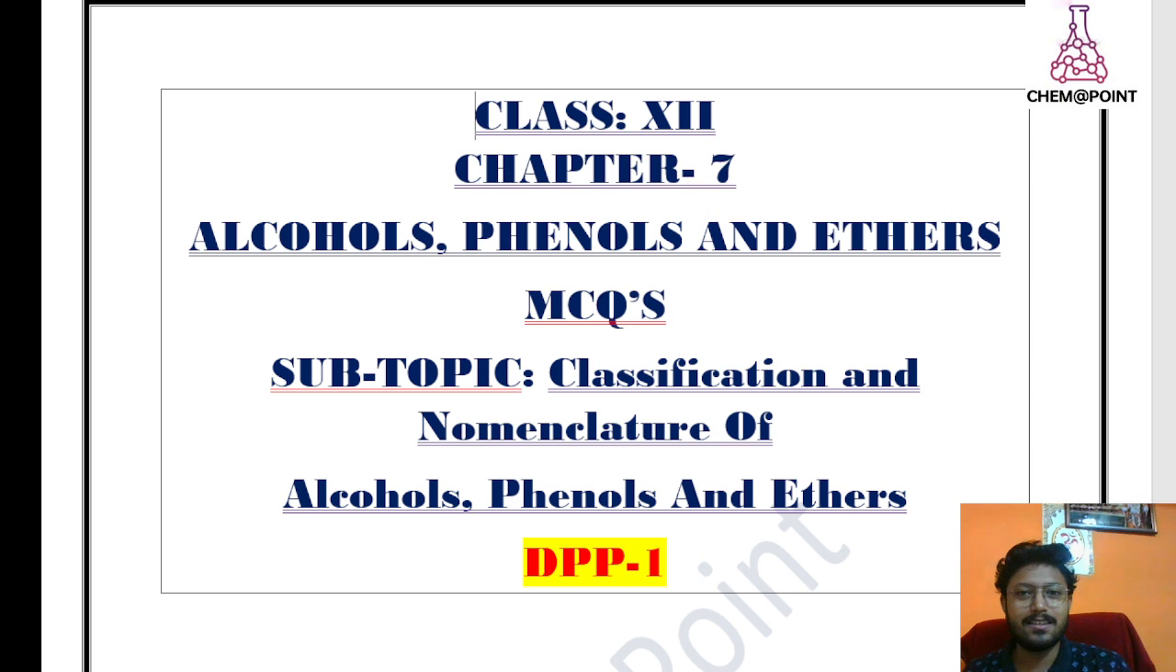So today I will discuss class 12 chapter 3, alcohol, phenol and ethers, right? This video is based on MCQs, and it is a subtopic. It will cover classification and nomenclature of alcohol, phenol and ethers. It is DPP 1. So let's start.